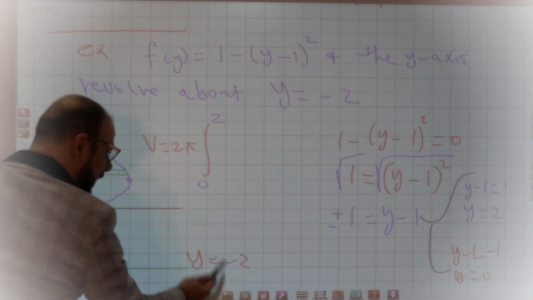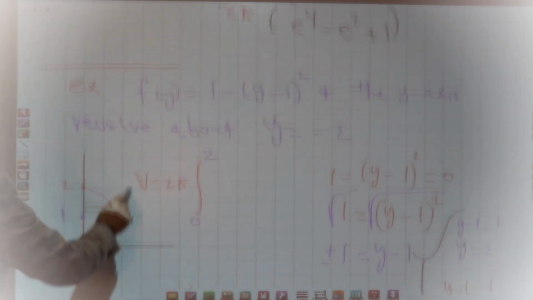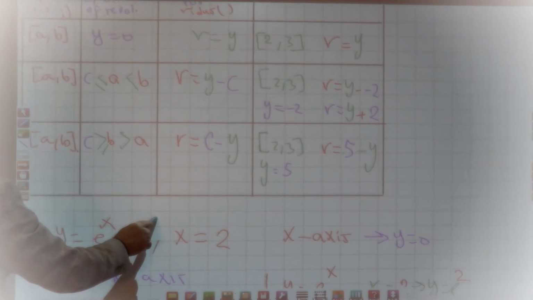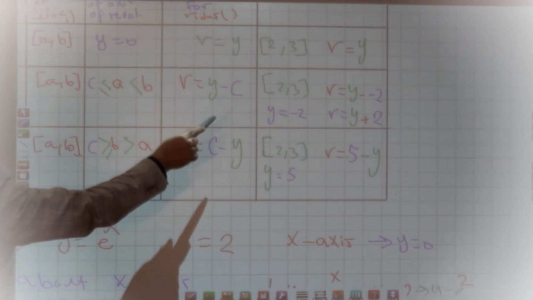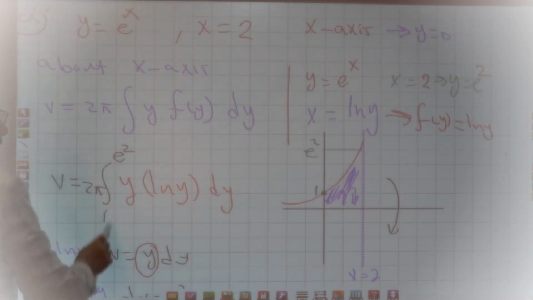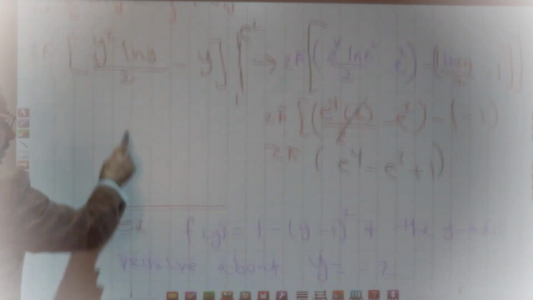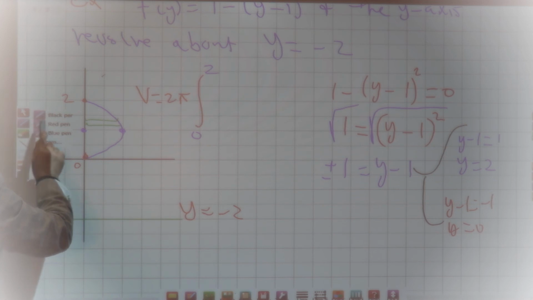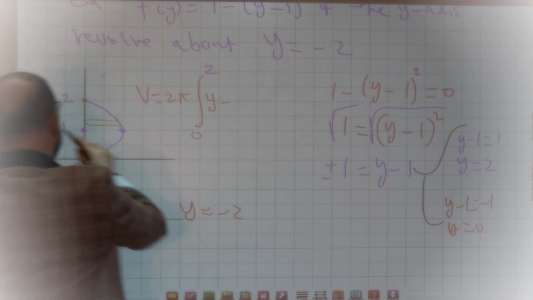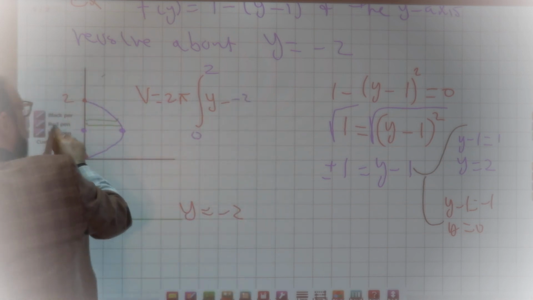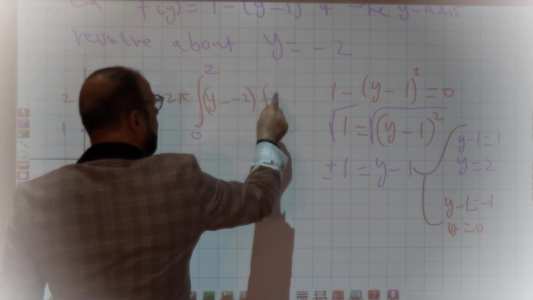Now I need to see this guy less than both of them, right? Less than, what does that mean? What is my radius? If you forgot, look here: the radius will be y minus the c. Y minus the c, right? Then my radius is y minus the c, and y minus the c is y minus negative 2, times f(y) dy.